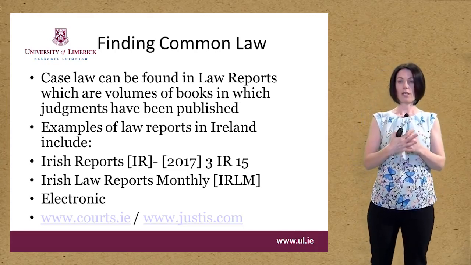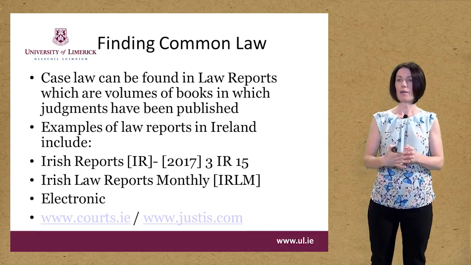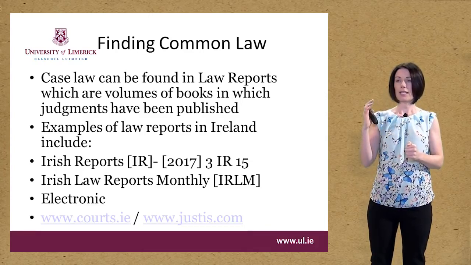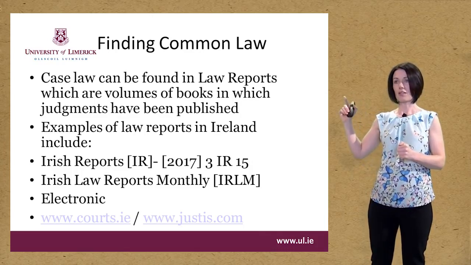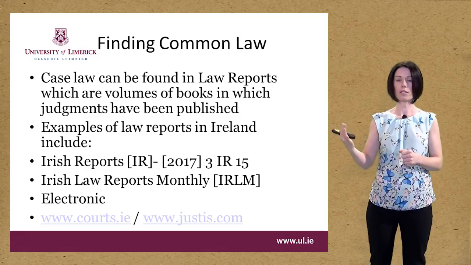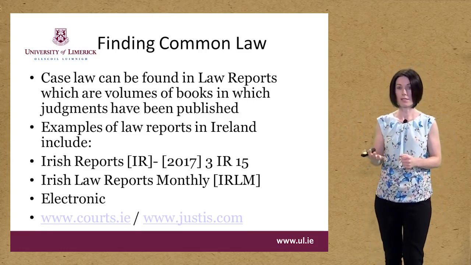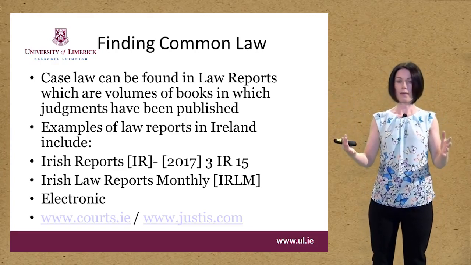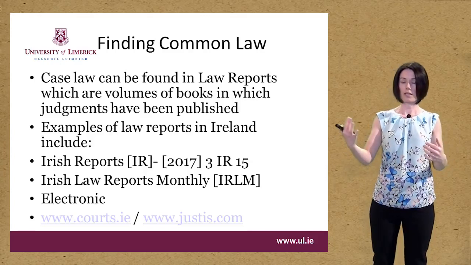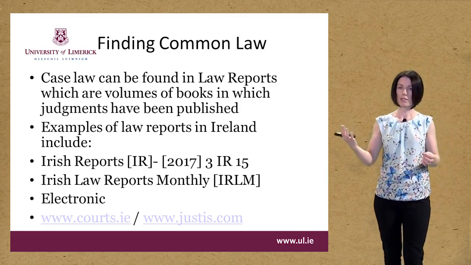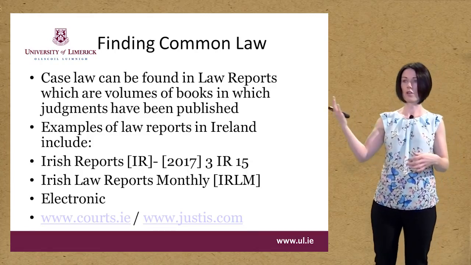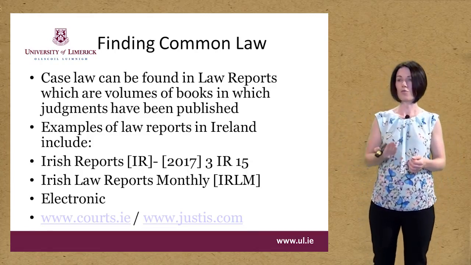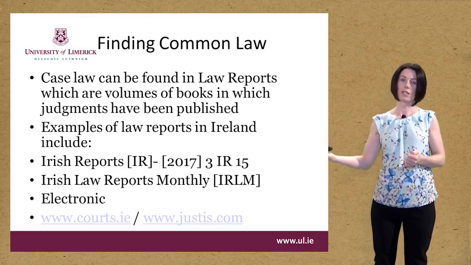I've just given an example of a citation if you were to find a report. Basically, you will generally have a citation in the form of square bracket 2017, close square bracket, 3 IR 15. What that means is that the case was delivered in 2017, and there are typically 4 volumes of reports in the Irish Reports each year. So the next number is the volume, which could be 1, 2, 3 or 4. This particular case would be in volume 3 of the Irish Reports, at page 15.